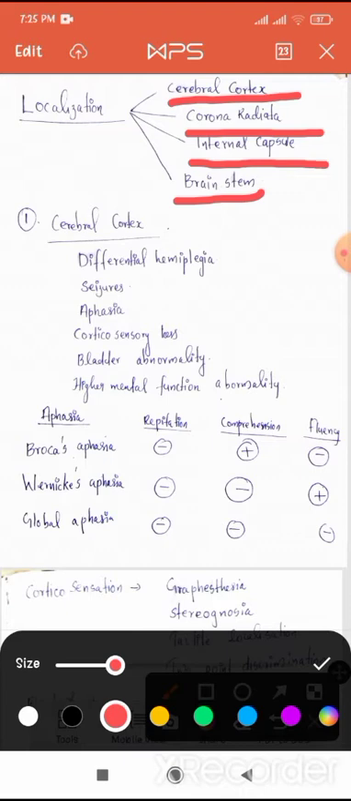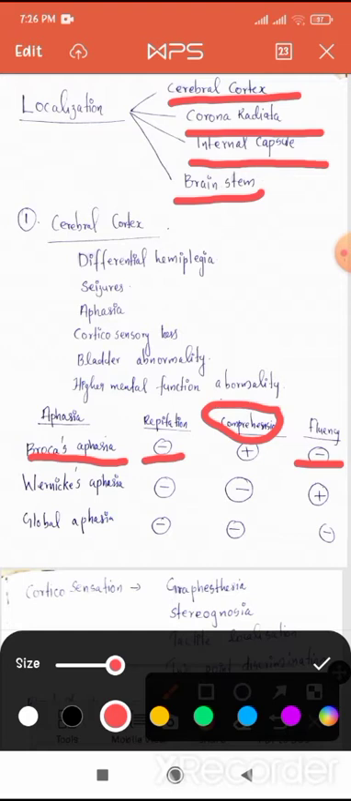In case of Broca's aphasia, comprehension is present. That means he is able to understand what we are telling. Broca's aphasia is also called motor aphasia. He understands what we are telling, but the problem is his fluency is lost. He is not able to answer because there is some motor problem. Since he is not able to repeat it, repetition is also lost.